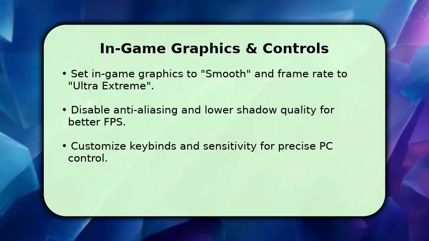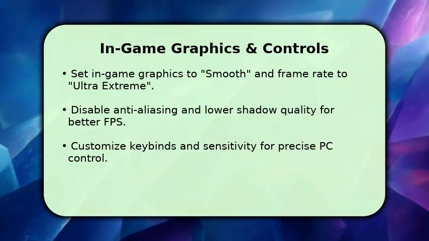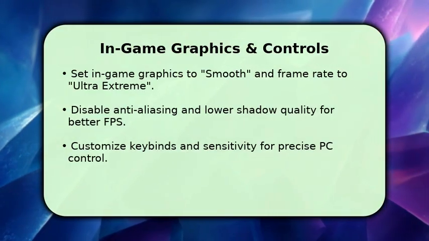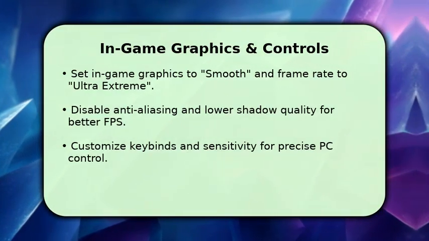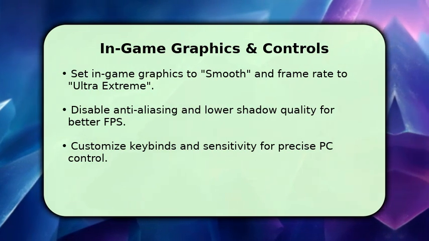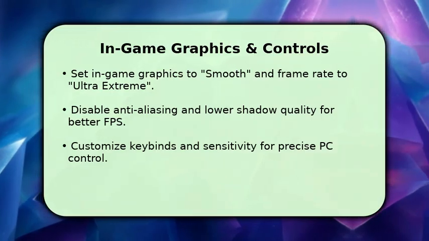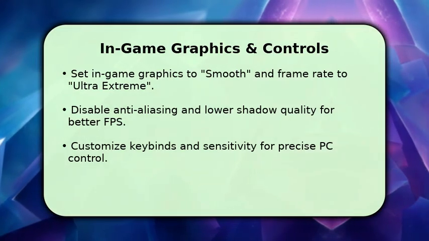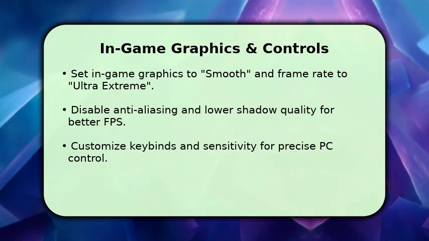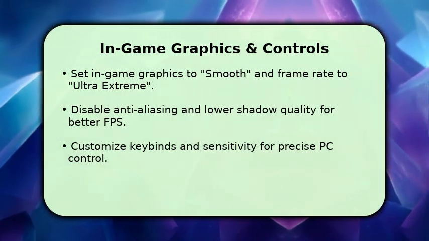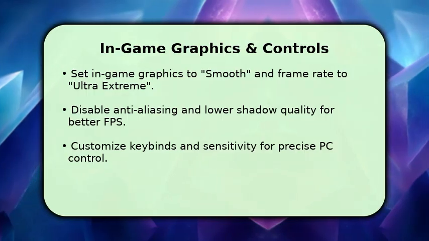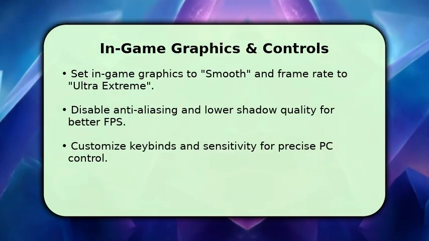Within PUBG Mobile, navigate to graphics settings and select smooth quality with ultra extreme frame rate to enable 120 frames per second. Disabling anti-aliasing and reducing shadow quality will further boost your performance. Don't forget to customize your keybinds and adjust sensitivity settings for optimal aiming and movement, ensuring a comfortable and competitive PC gaming experience.